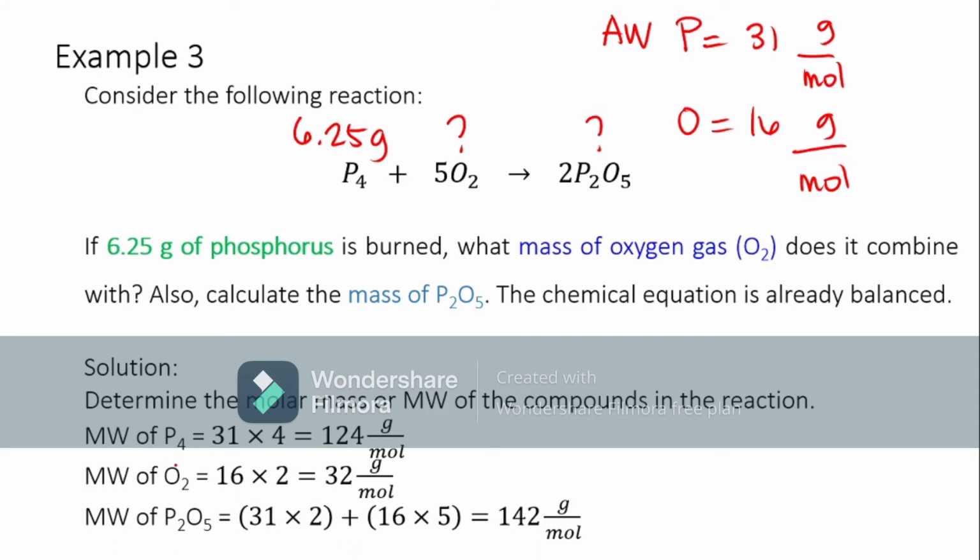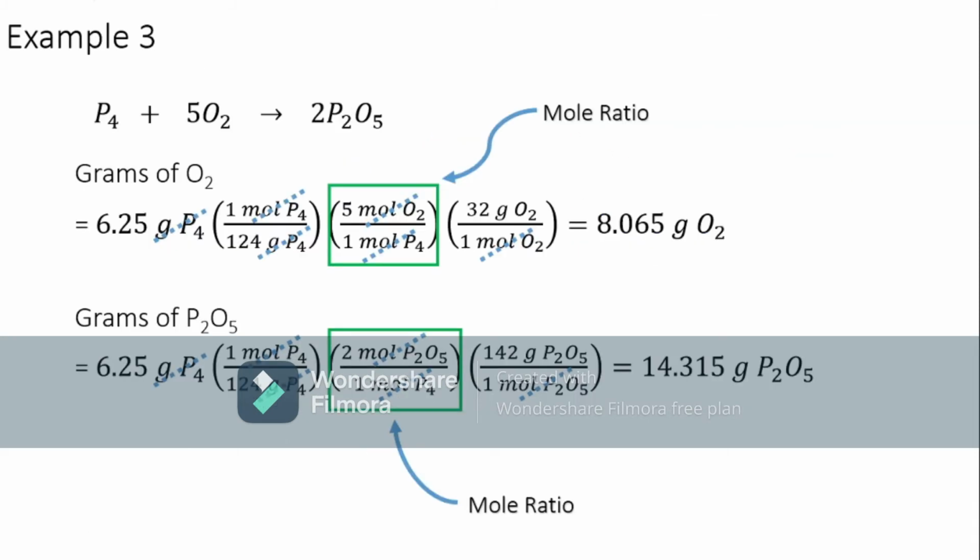So molar mass of P4, this is 124 gram per mole. So 31 times 4 because of the 4 here. Ito yun. Molar mass of oxygen, this is 16 times 2. This is 32 gram per mole. And then the molecular weight of P2O5, this is 142 gram per mole. Okay, now, bakit ang dami kong kinuha natin lahat ng molar mass? Kasi gagamitin natin siya pangkuha ng mass ng O2 saka mass ng P2O5. Okay, so here, this is actually the equation.